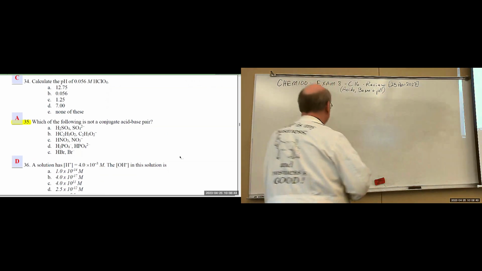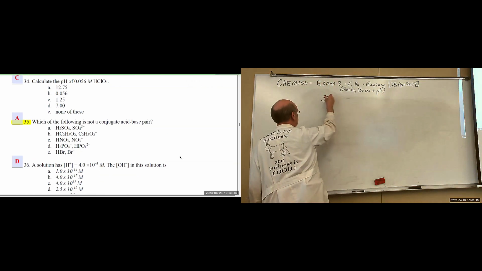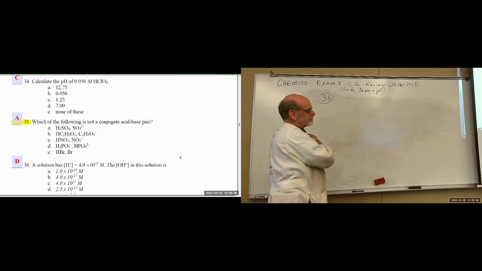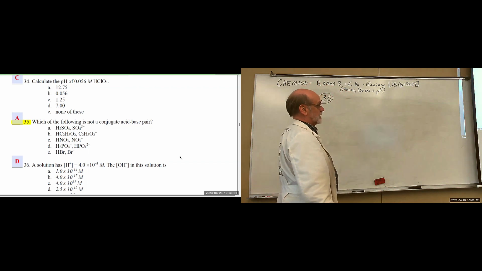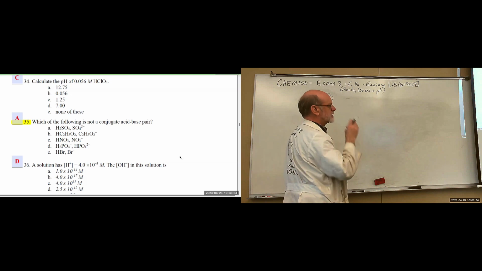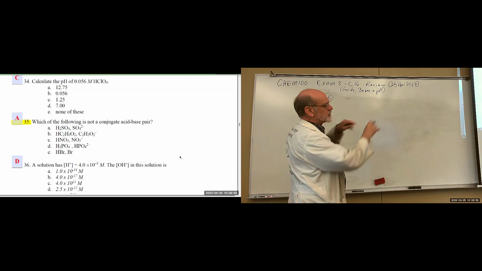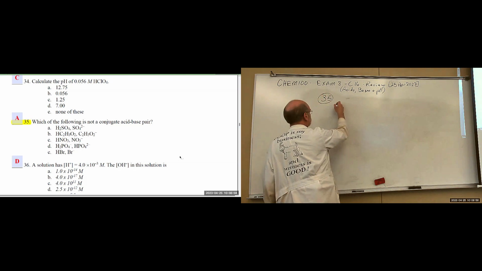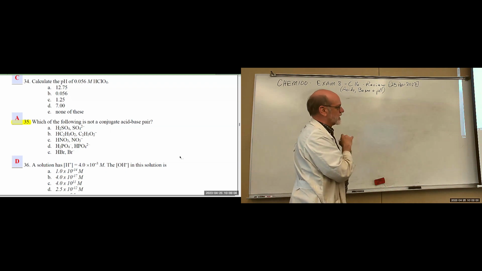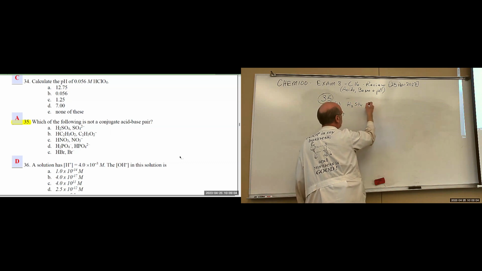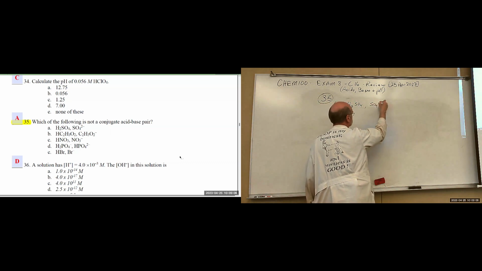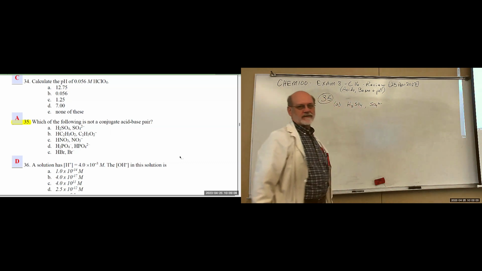Okay, 35. Which of the following is not a conjugate acid-base pair? Okay. Oh, we did one of these like, well, these are different examples. Okay, so we'll do these two. So the first one, H2SO4 and SO4 2 minus. Is that a conjugate acid-base pair?